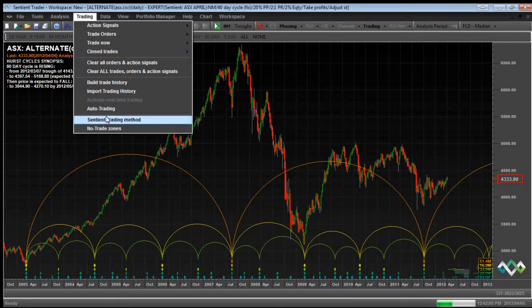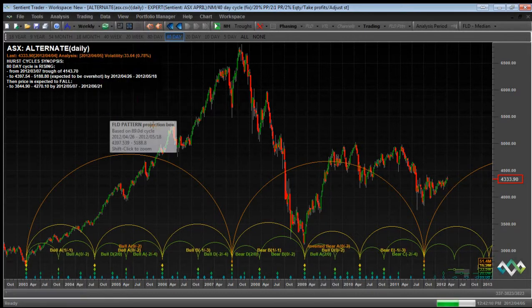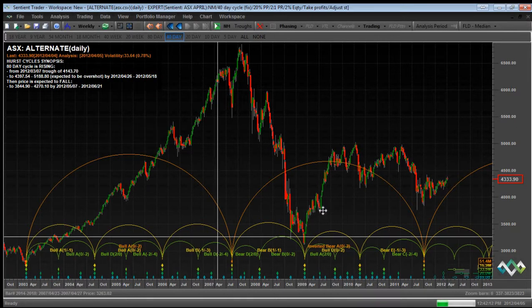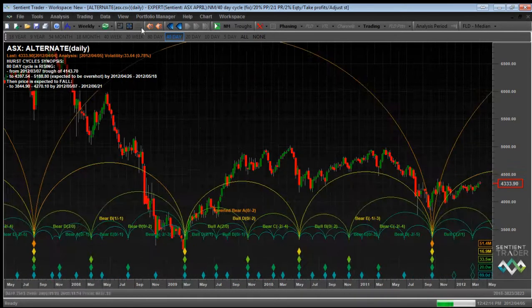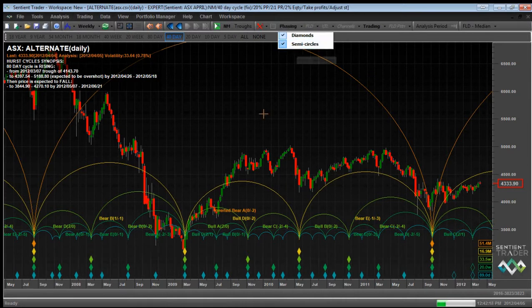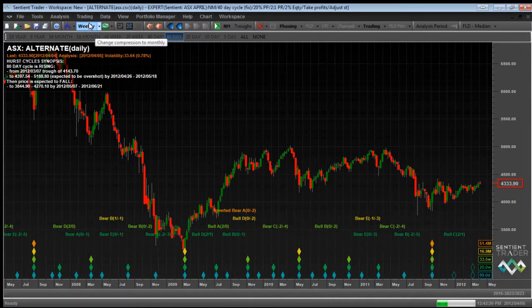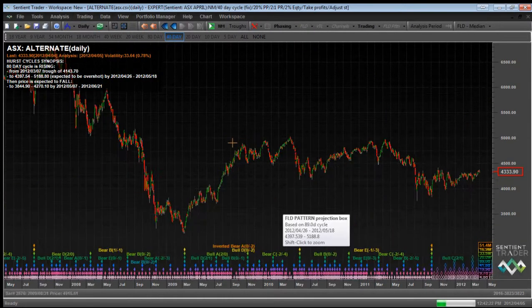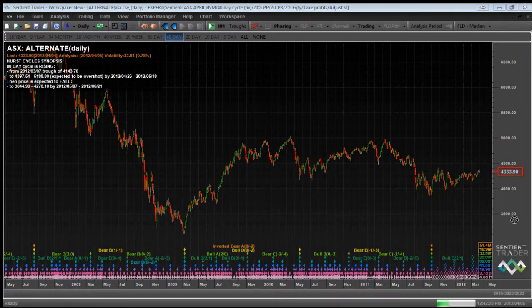Figure out what's going on, how can you know immediately? It's very simple. You go to the view menu and the trading menu. You go to the trading menu, Sentient Trading Method, and you turn that on. And immediately Sentient Trader will pop up some shapes there.